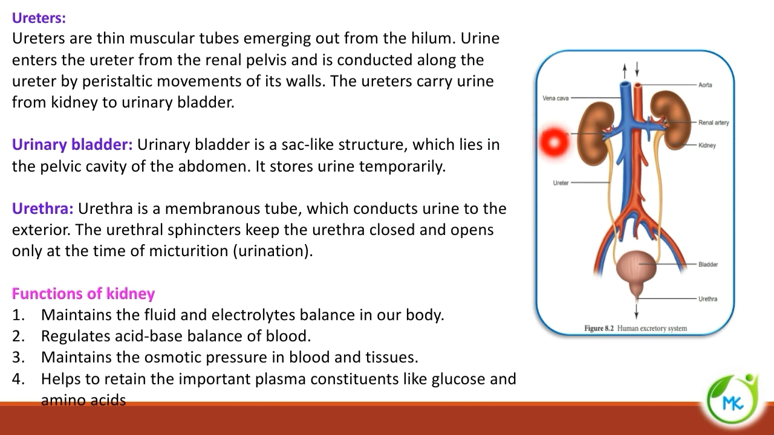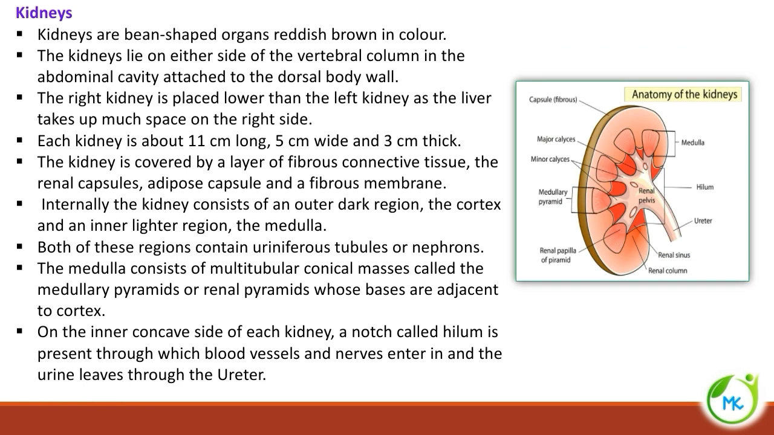So, ureter. Ureters are thin, muscular tubes. They are emerging out from this hilum. The urine enters the ureter from the renal pelvis. So I'll show you what the pelvic region is. Here you could see in the diagram, this region is called the pelvic region. So from the pelvic region only, the urine is sent out to the ureter.